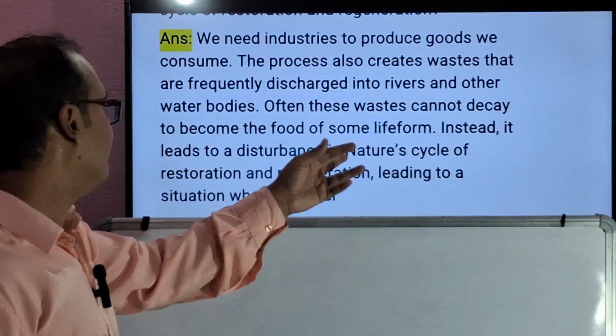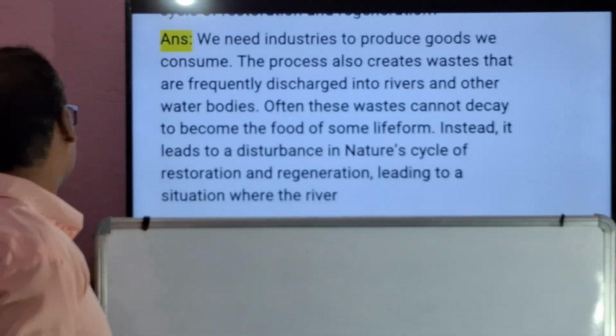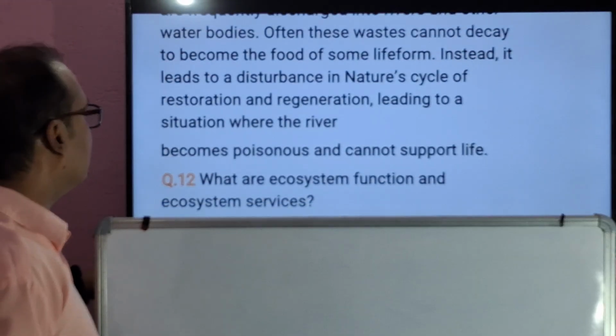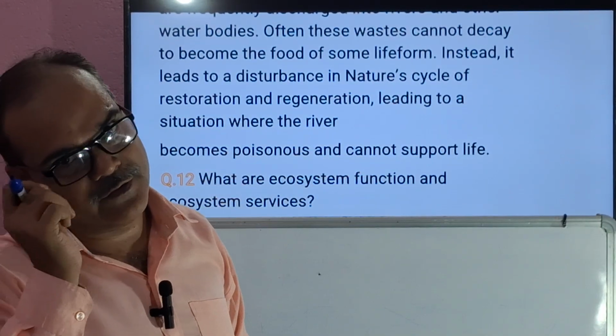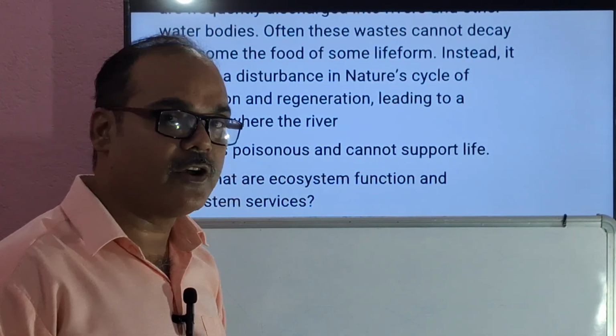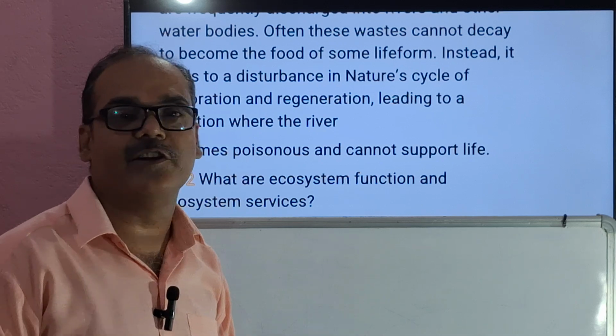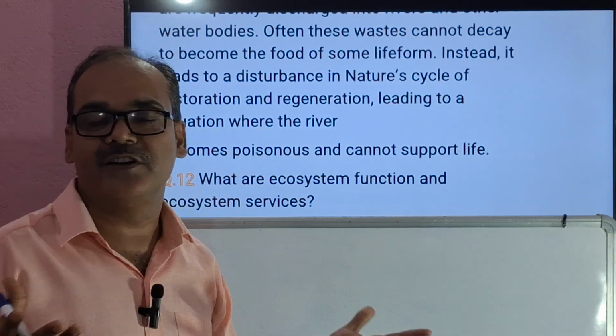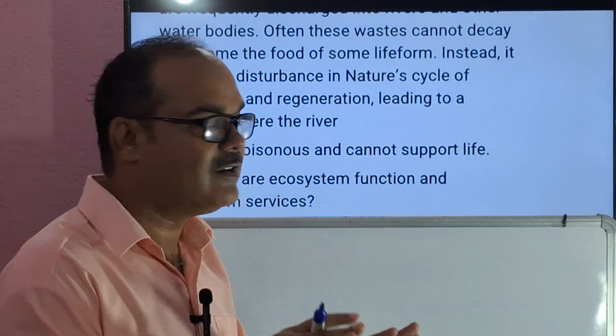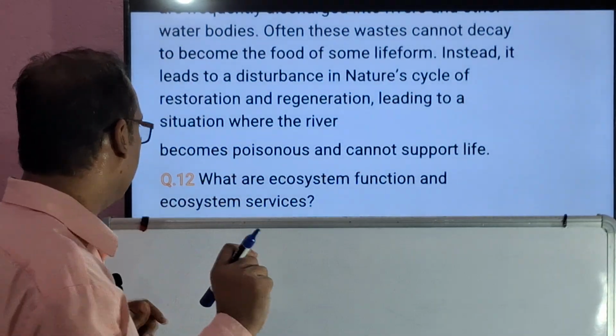It leads to a situation where the river becomes poisonous and cannot support life. Got it? So in the river also, we are disturbing nature's cycle. We are releasing so many wastes and poisonous things into the river water. It should not be done.